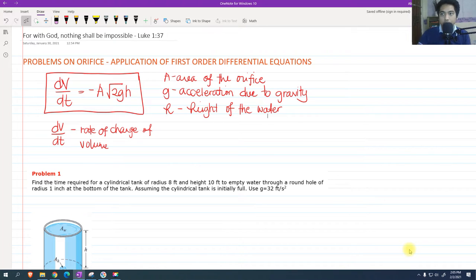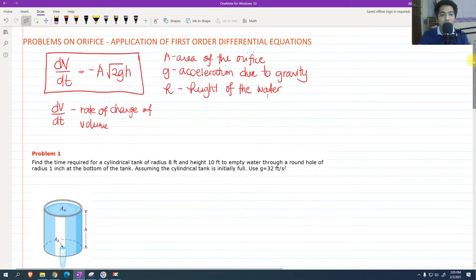Hi, so for today we are going to talk about an application of first order differential equations, the orifice problems. When we say orifice problem, we have a tank or a cylinder that has a small hole on part of the cylinder, just as in this image.